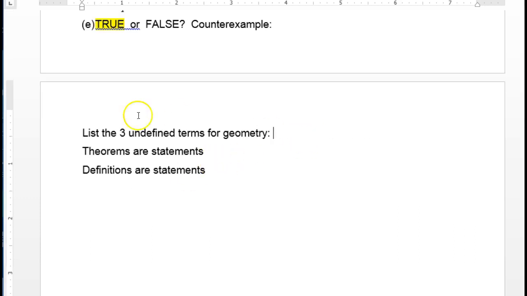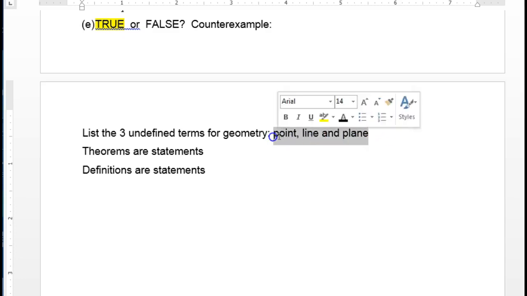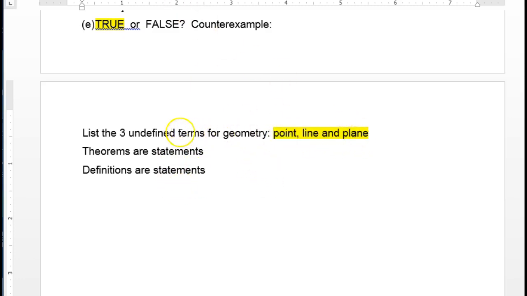The last part of the test was the difference between undefined terms, theorems, and definitions. Undefined terms, those are our simplest terms in geometry. That's a point, line, and plane. Be sure that you copy this part down on your notes so that you remember it. Point, line, and plane, that's our undefined terms. Pause and rewind the video if you need to.